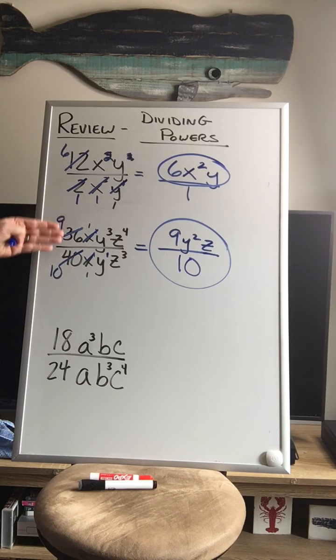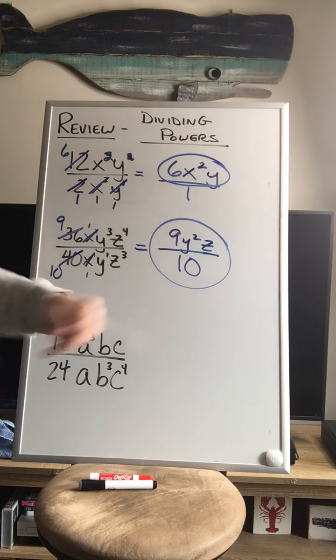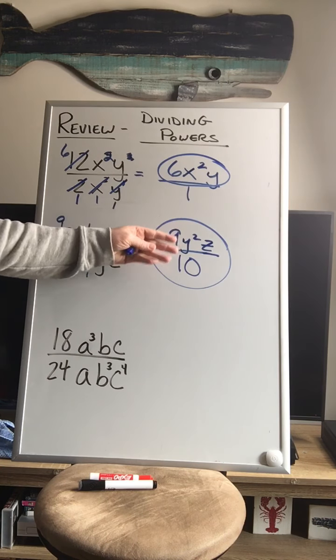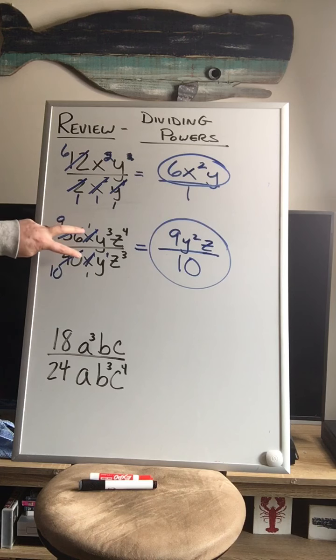So remember, you're reducing the numbers just as you would if it was a fraction. And then the variables, you're subtracting the exponents. Keep the base, subtract the exponents, and just pay attention to where the leftover variables go after you divide. Do they go in the numerator? Do they go in the denominator? In this case, there were no leftovers for the x because x divided by x cancels out completely to 1.